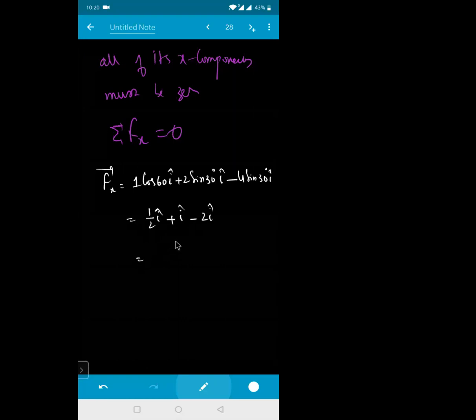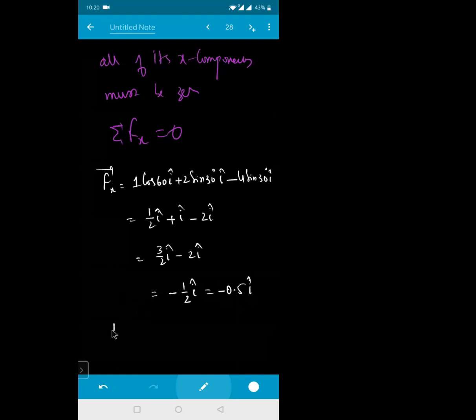So this will become how much, beta? Can anyone tell me? This one is 3 by 2 i cap minus 2 i cap. 1 plus 1, 3 by 2. 3 by 2 minus 2 will become minus 1 by 2 i cap. Minus 1 by 2 means minus 0.5 i cap. So this must be the force acting along your x-axis.